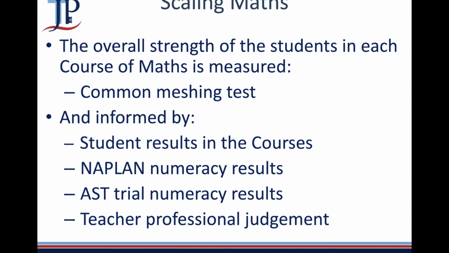One of the things we use is the common meshing test that you did at the start of year 11. You all did a multiple choice test. You may or may not have got the results, I don't know. It didn't count towards your score in any way directly, but it gives us an indication: out of everyone who got a score out of 50, what did the methods group get, what did the specialist group get, what did the apps group get, and that tells us something about how strong the different groups are.